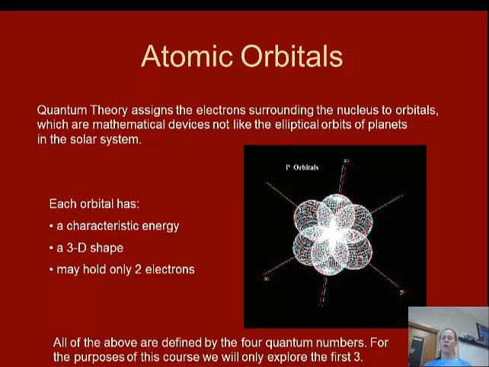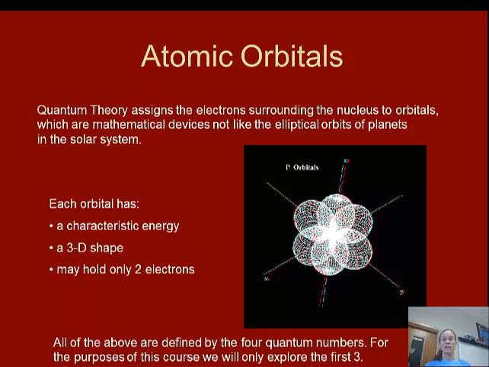Again, we're moving away from that planetary model that Bohr and Rutherford had, where you have these discrete circles or orbits around the nucleus where you're going to find the electron. So these are mathematical equations that describe that probability, those regions in space where you're able to find an electron. And so the orbitals have a characteristic energy or an energy level.